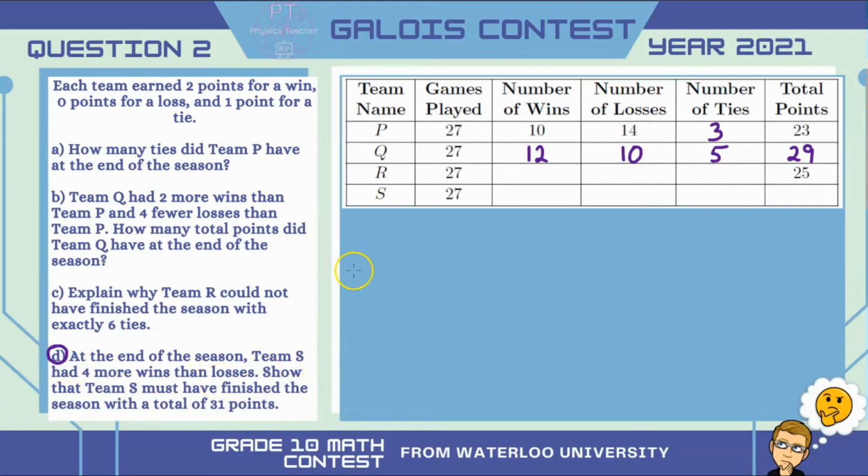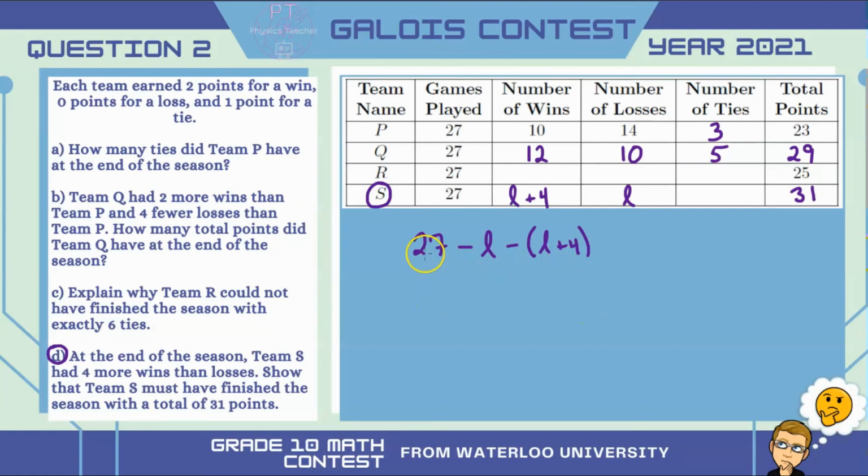Alright, here we go, the last part, part D. Part D says at the end of the season, Team S had 4 more wins than losses. So let's say Team S has L losses, and therefore they're going to have L plus 4 wins. We need to show that Team S must have finished the season with a total of 31 points. Alright, well let's figure how many ties they would have gotten. So they played 27 games. So if you play 27 games, just like in parts A and B, to figure out the number of ties, we're going to subtract the number of losses, and we're going to subtract the number of wins. We'll put that into brackets here.